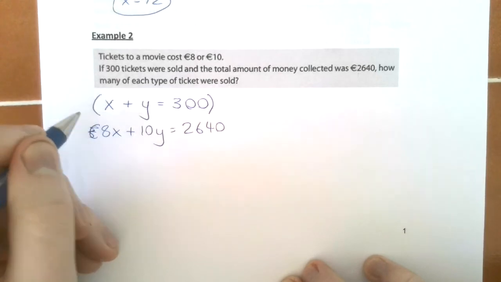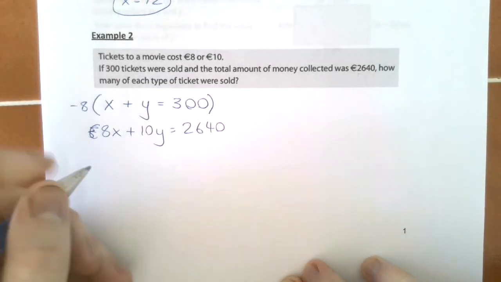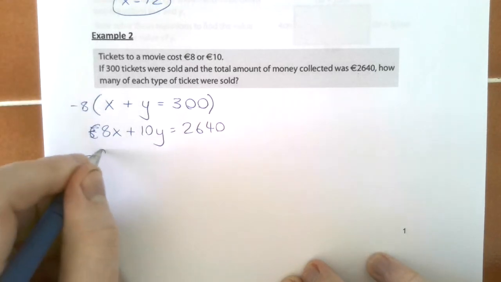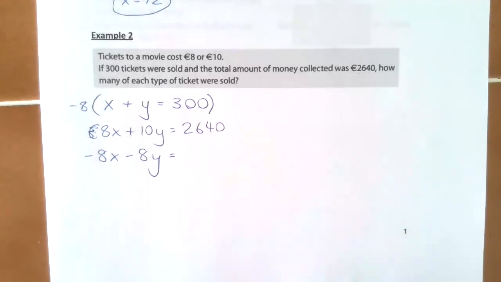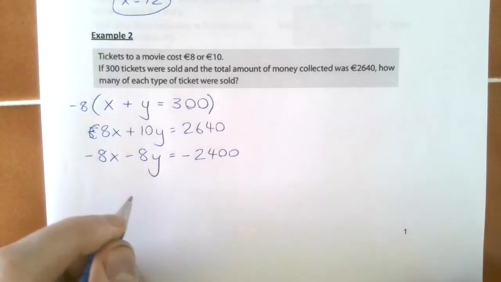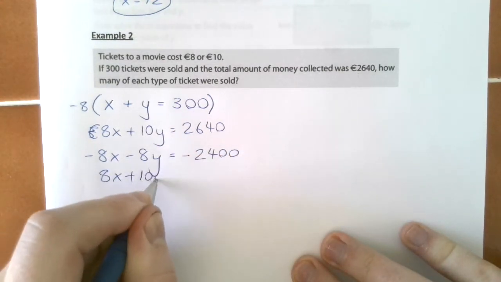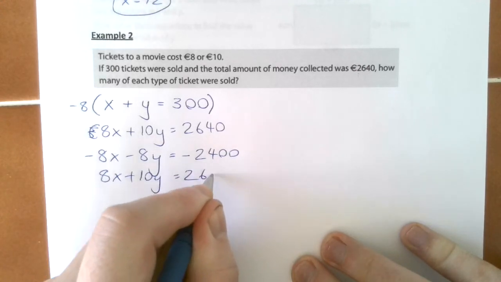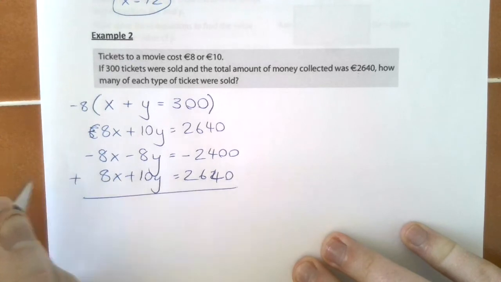I'm going to multiply the top line by minus 8, because what I'm going to do is try to get rid of the x's first. So it's going to be minus 8x minus 8y is equal to minus 8 by 300, which is minus 2,400. The second line stays the same, so it's 8x plus 10y, and that is equal to 2,640.